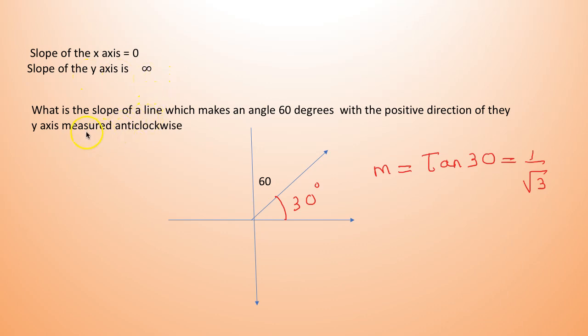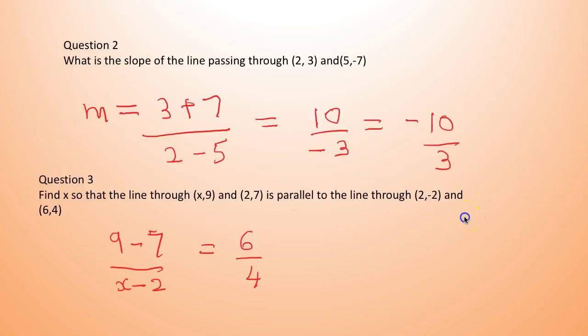Coming to the first problem, what is the slope of a line which makes an angle 60 degrees with the positive direction of the y-axis measured anti-clockwise? So this is the y-axis and this is 60 degrees. So this has to be 30, and slope is defined as the tangent of the angle made by the line with the positive direction of the x-axis. So slope is tan 30, which is 1 by root 3. Question 2. What is the slope of the line passing through (2, 3) and (5, minus 7)? So slope would be subtract the y coordinates, so 3 plus 7 divided by subtract the x coordinates, which is 2 minus 5. So 10 by minus 3 is minus 10 by 3.